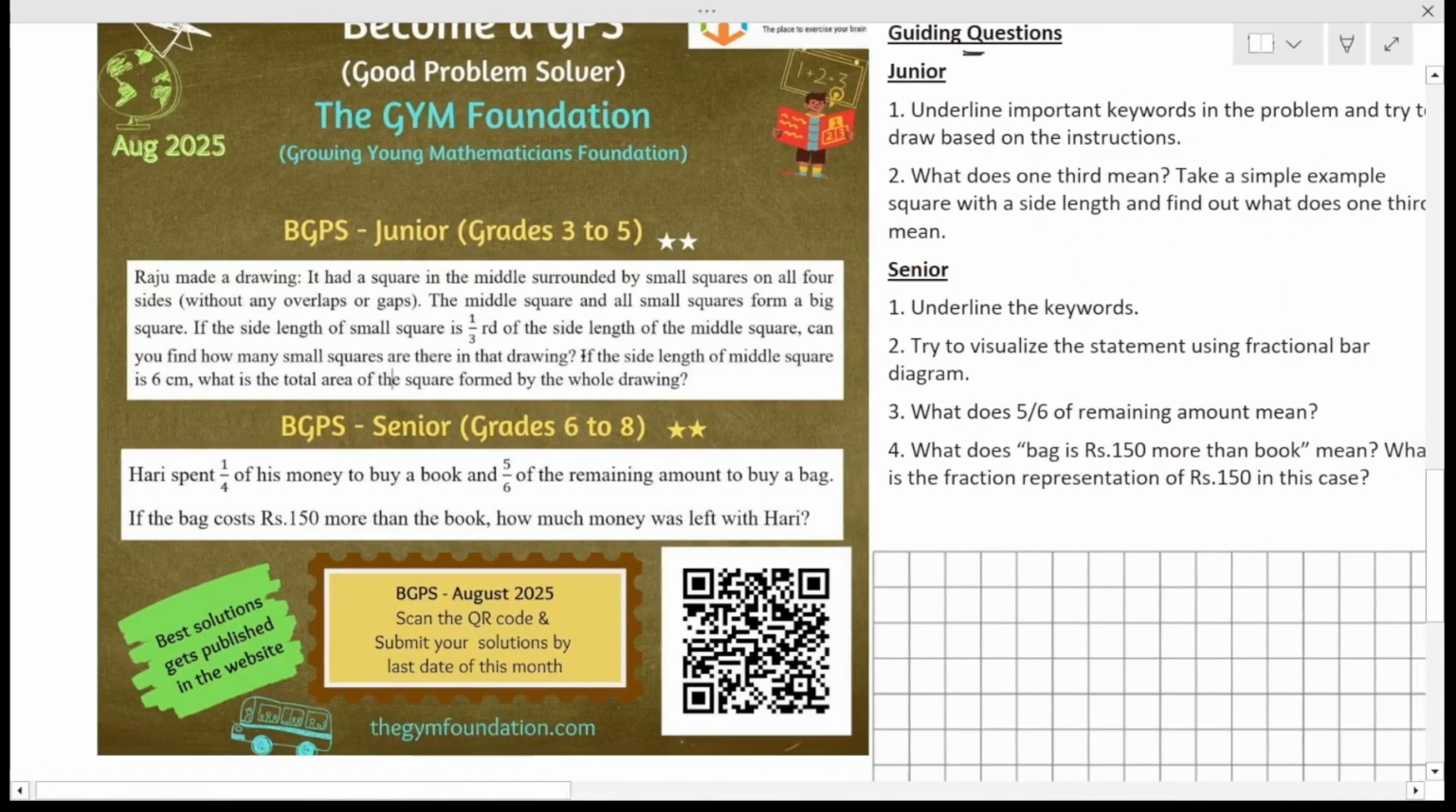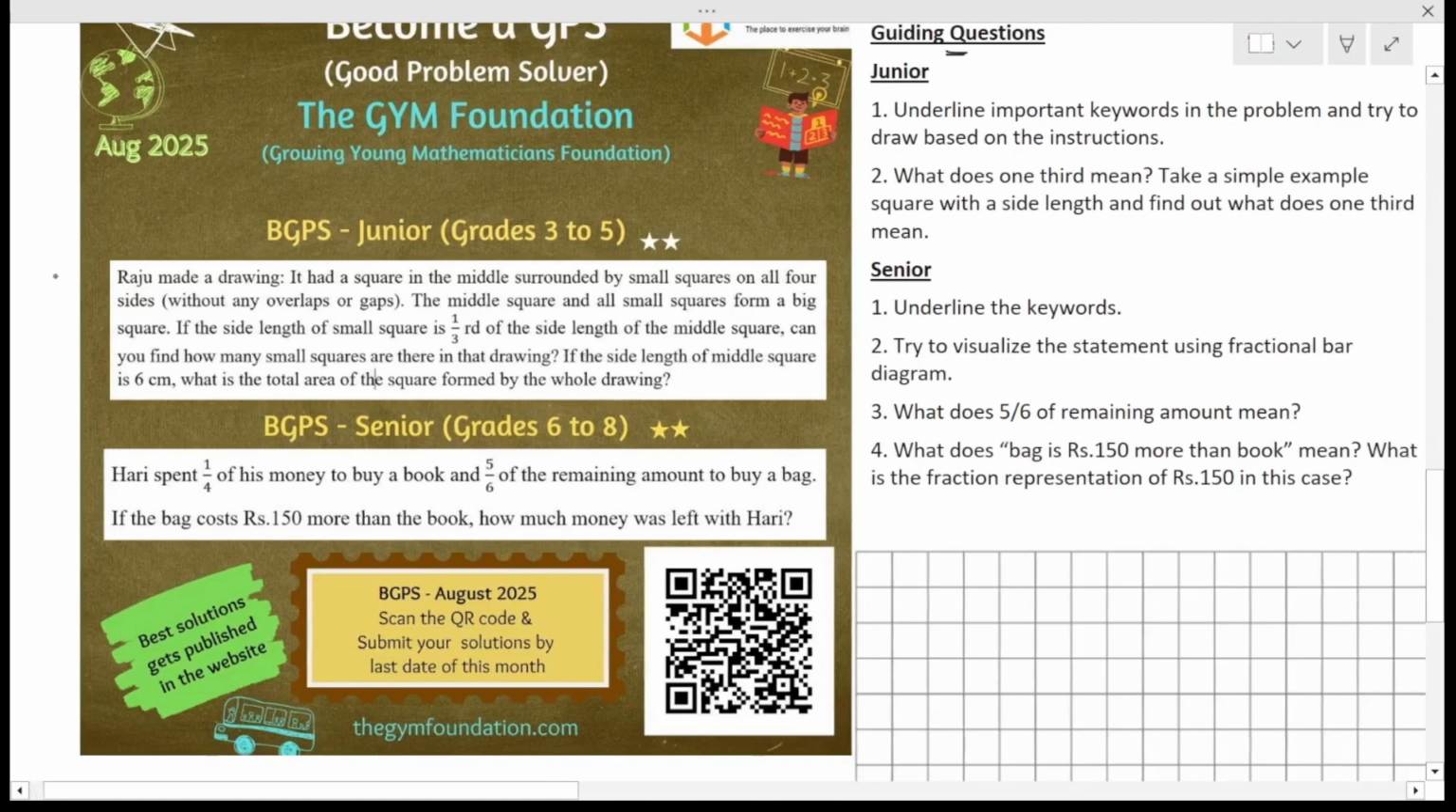Let's start with the junior problem where we'll read the problem first. Raju made a drawing and it had a square in the middle surrounded by small squares on all four sides without any overlaps or gaps. The middle square and all small squares form a big square. If the side length of a small square is 1/3 of the side length of the middle square, can you find how many small squares are there in the drawing? If the side length of the middle square is 6 centimeters, what is the total area of the square formed by the whole drawing? So this is the question that's been asked: what is the total area and how many small squares are in the drawing?